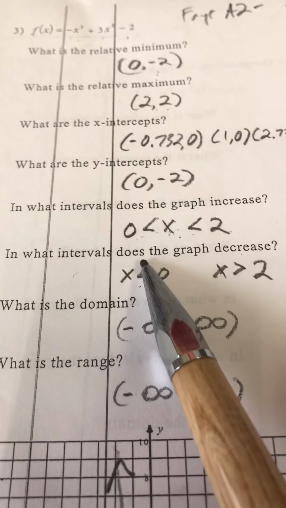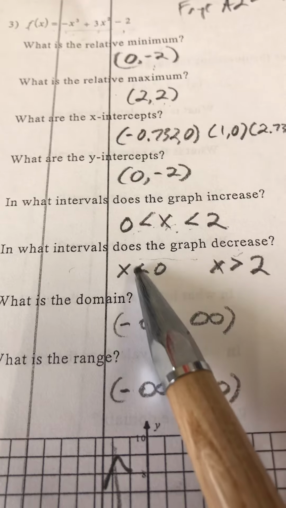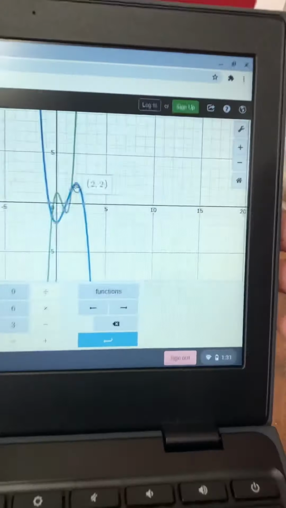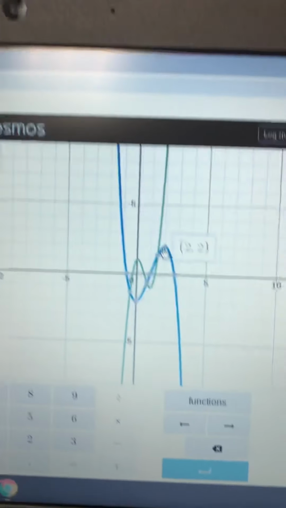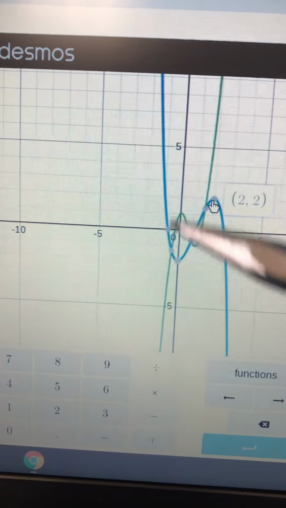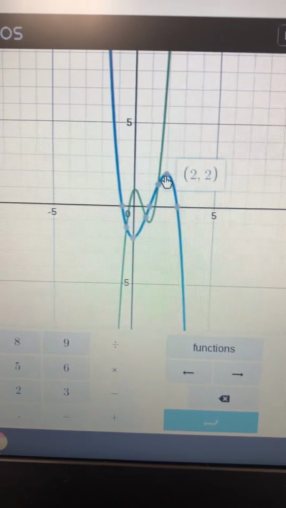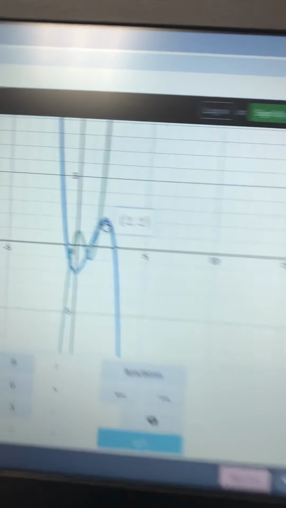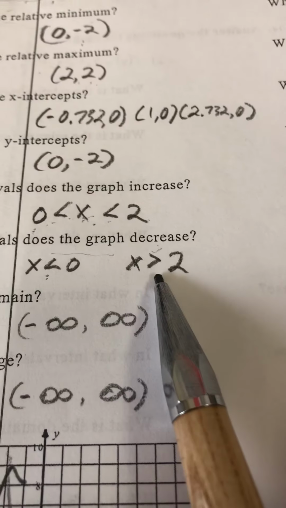Okay, and what intervals does the graph decrease? Well, when x is less than this, it is decreasing. By that, I mean that it goes this way, okay? It's decreasing. And then it's decreasing again after this point. So when x is greater than 2.